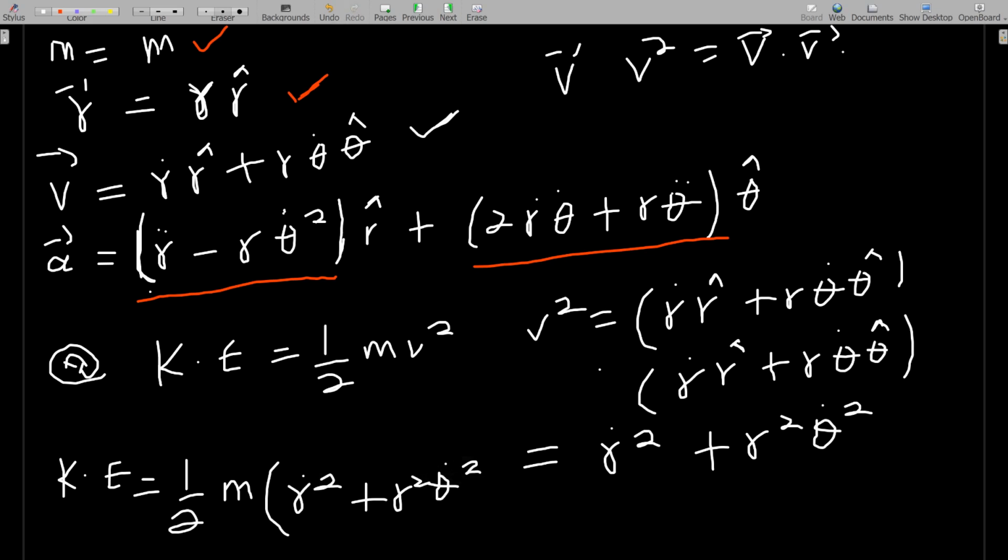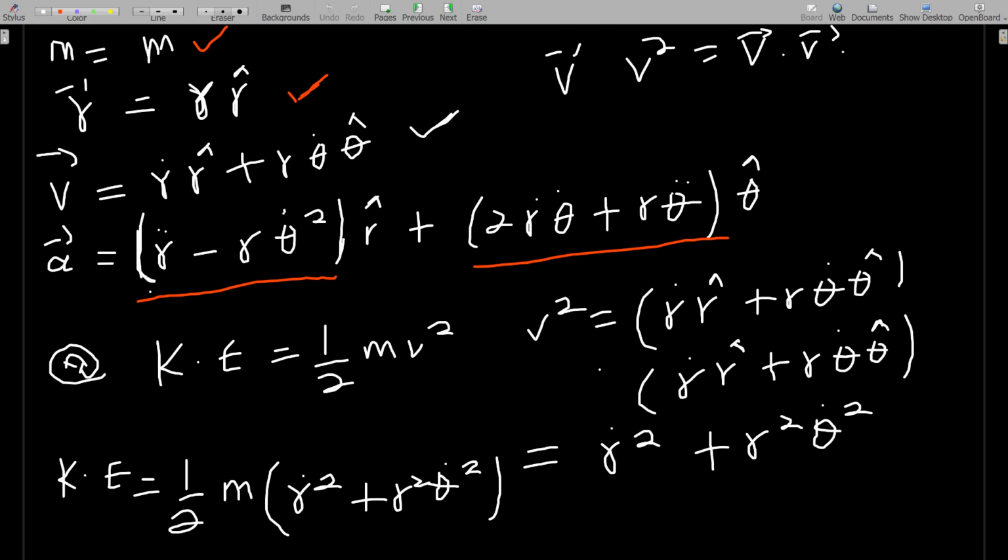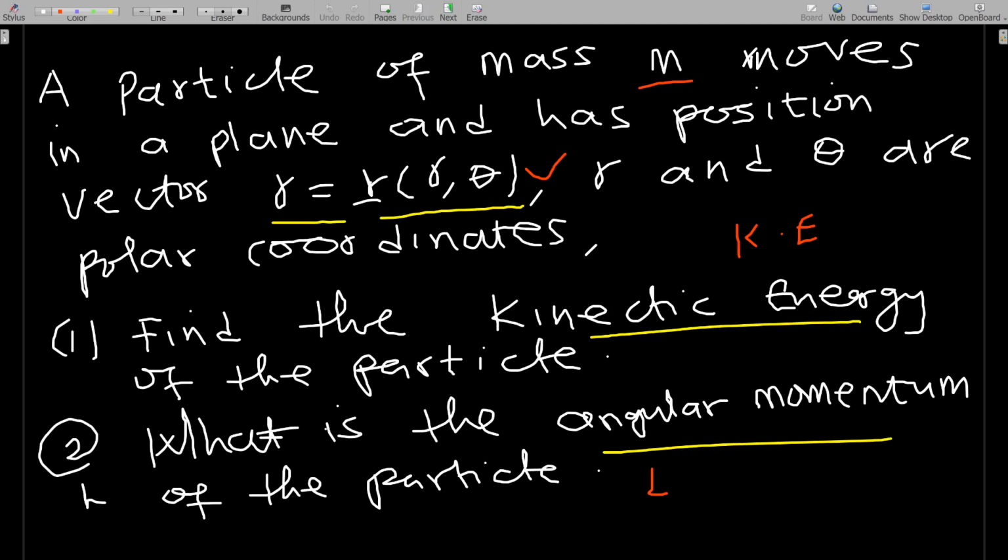I hope you get this. So this is your kinetic energy, very, very simple like that. Now let's move on to the next question. The next question B is saying that we should find the angular momentum L, and L is equal to r cross p, where r is the position vector. This is your question, that you're supposed to find the angular momentum.